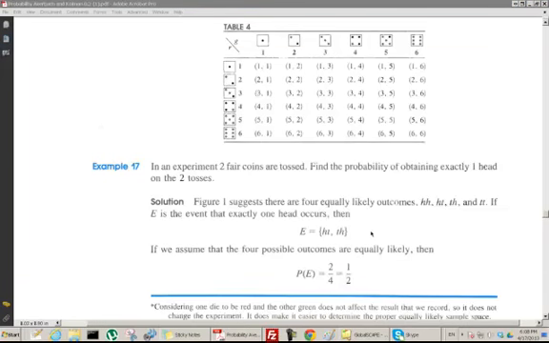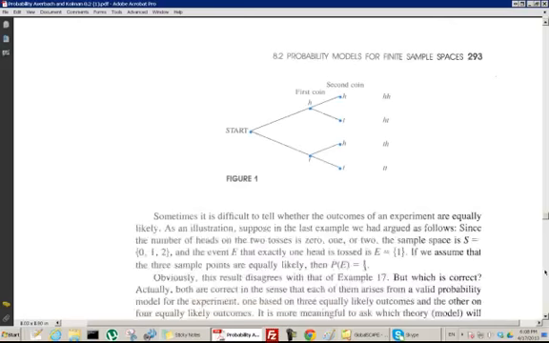Okay, you can stop and read this one. You can check how to find the outcomes by going through this table, HH.